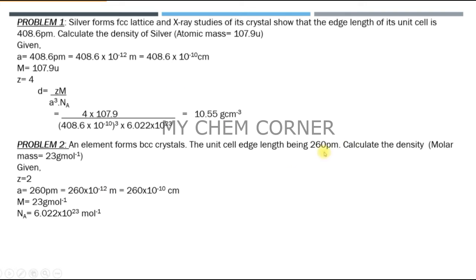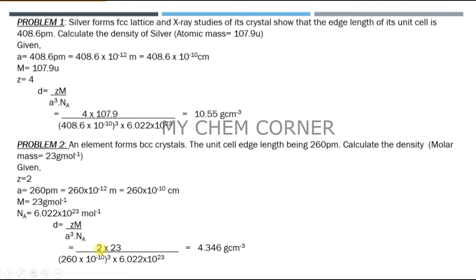Now, A value is given to us in terms of picometer. When we convert it to centimeter, it's going to be the same power, 216 × 10 to the power minus 10 centimeter. Molar mass is also given to us, 23 gram per mole. Avogadro's number is a constant. You are expected to know it by heart. It's a direct substitution to the formula. Now density is equal to, just substitute all the values that you have here.